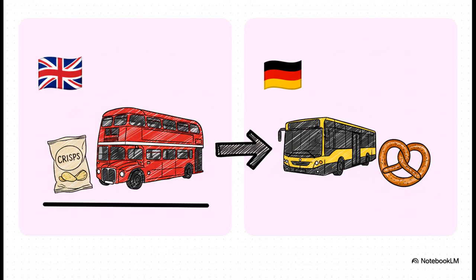The model has some serious real-world knowledge, which allows for true cultural localization. Get this, when it was asked to adapt this ad from London to Berlin, it didn't just change the text to German.